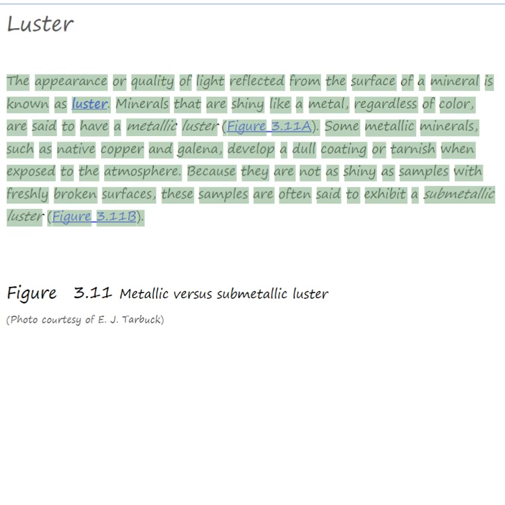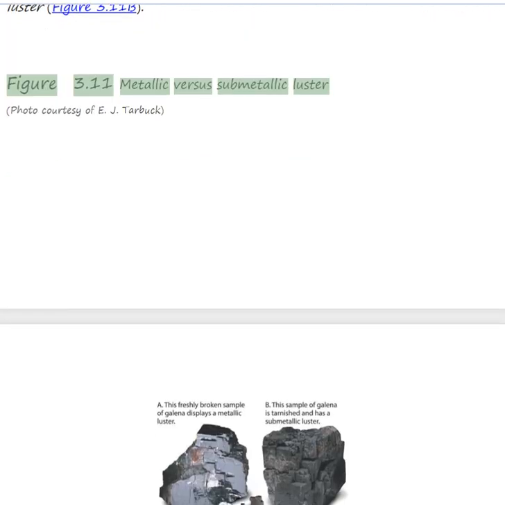Some metallic minerals, such as native copper and galena, develop a dull coating or tarnish when exposed to the atmosphere. Because they are not as shiny as samples with freshly broken surfaces, these samples are often said to exhibit a submetallic luster. Figure 3.11 Metallic versus submetallic luster.